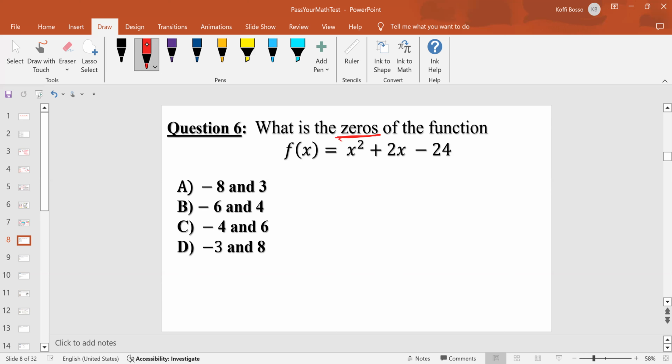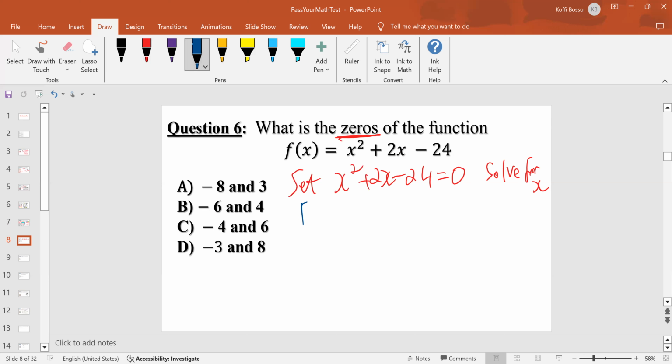So that means what? We're going to set x squared plus 2x minus 24 equal to 0. Again, finding the zeros here means we need to find the x values such that the equation will turn to 0 when we replace x by those values. That's why I set the expression here equal to 0 to solve for x. And now we're going to solve for x. Okay, for that, we need to factor this expression.